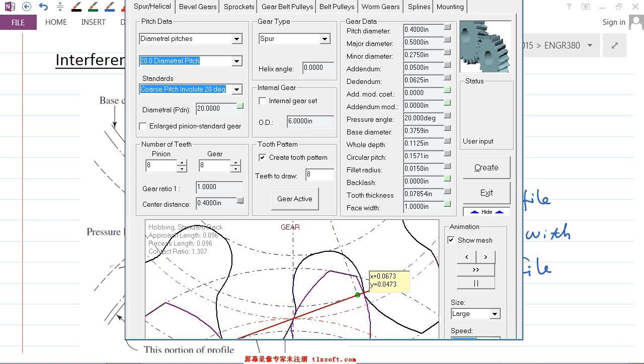Actually, when you have a manufacturing process called the hobbing process, if there is interference, then the cutter will automatically remove this portion of the root, and the undercut will happen. The interference will naturally be removed. All right. So any questions? Okay. Thanks.